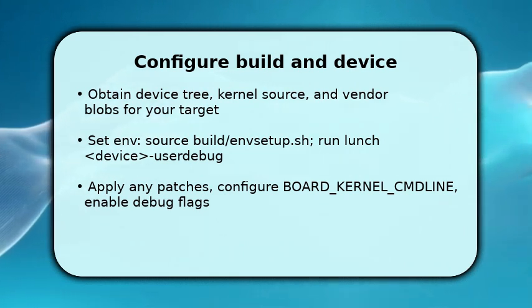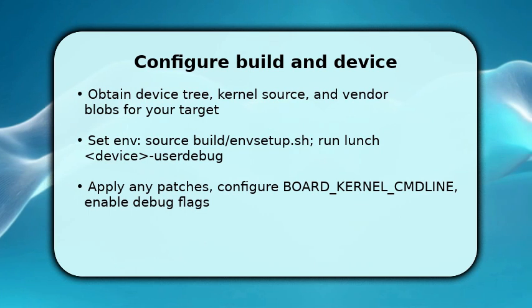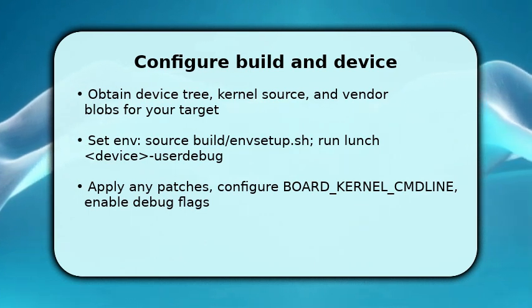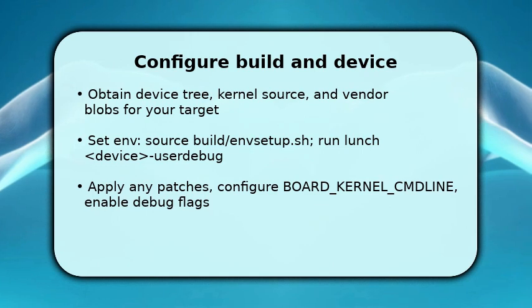Start an incremental build with make -j$(nproc). If the build fails, inspect the first error, adjust headers or kconfig, and rebuild.